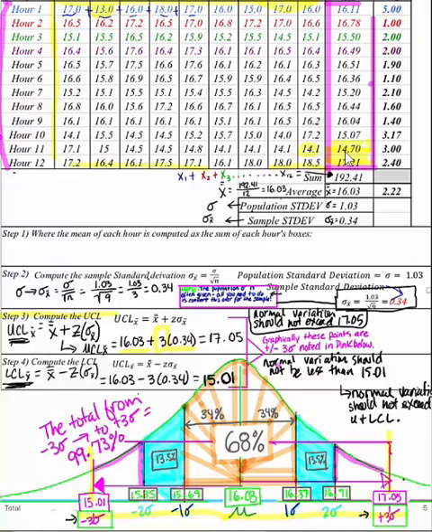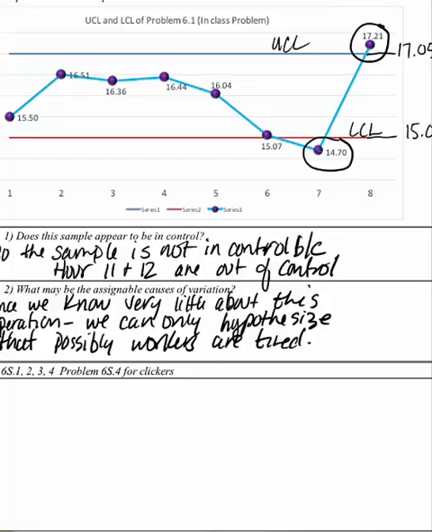And so on the next, from here, will be a quick quiz question. And so just to formally answer the question, is the sample in control? No, it's not in control because hour 11 and 12 are outside of the control limits. One is above and one is below the upper and lower control limits.